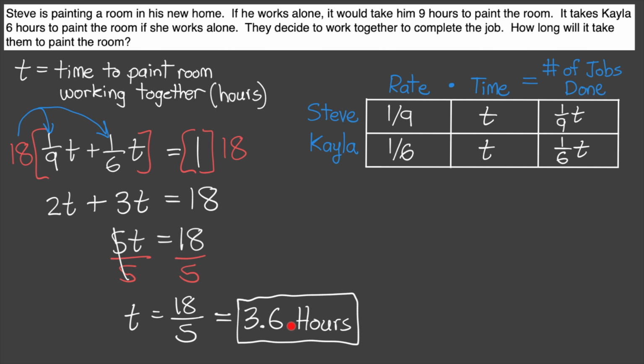And notice the answer has to make sense. So working alone, Steve can paint the room in 9 hours, and Kayla can paint the room in 6 hours alone. So it makes sense that if they work together, they can beat their times of 6 or 9 hours. So working together saves them time. Let's look at another example.